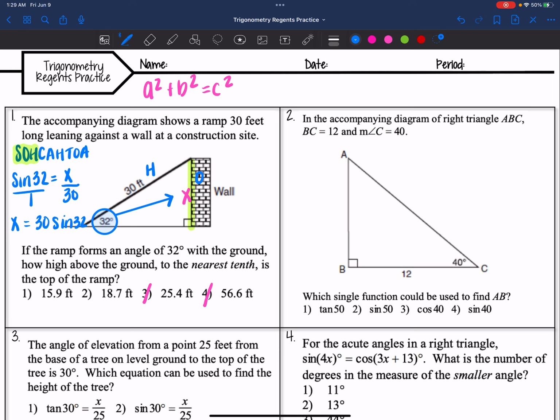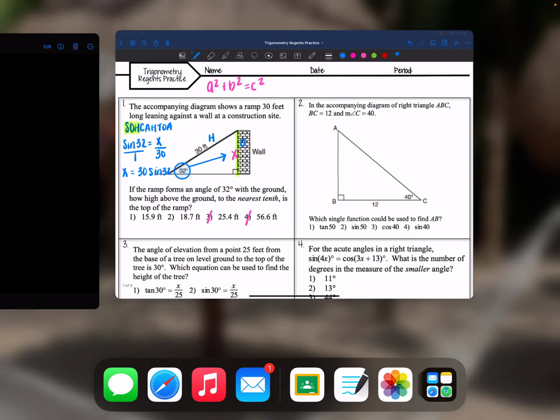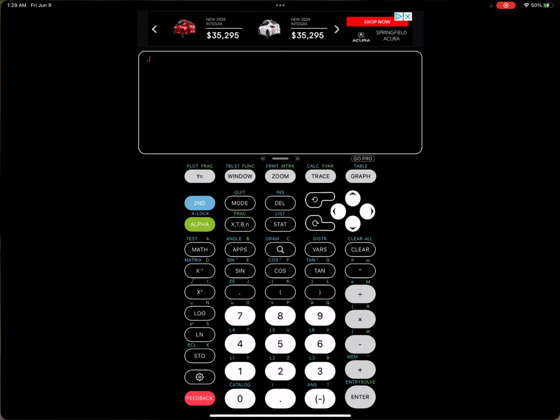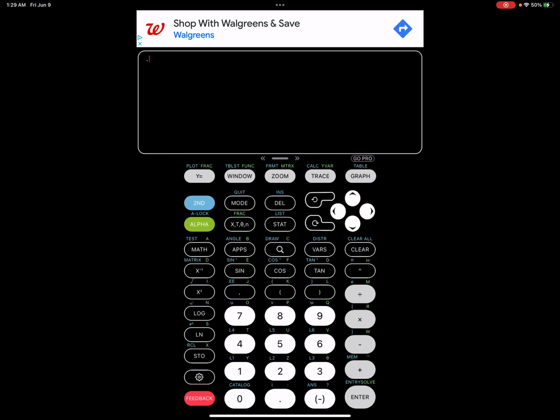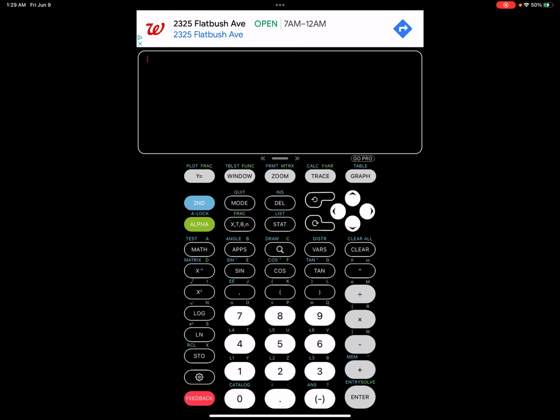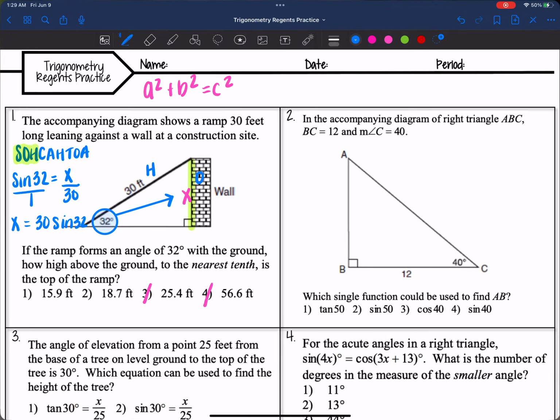And at this point, I don't know what this is, and I can't do this in my head. So I'm going to go over to my calculator, and I'm going to first check to see that I'm in degree mode, and I am. And I'm going to put in 30 sine of 32, and then press enter, and I should get 15.8975, blah, blah, blah. It doesn't matter because they said round to the nearest tenth. So that's going to be option number 1.